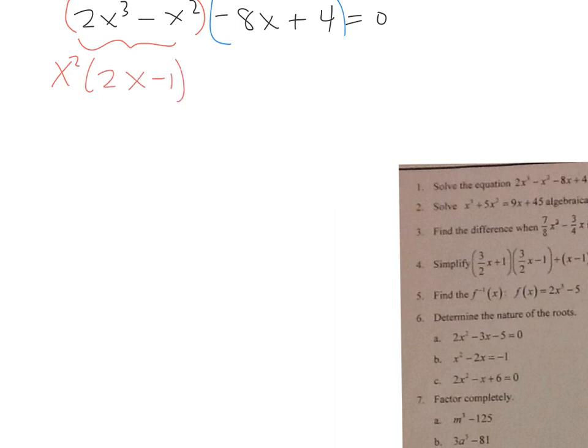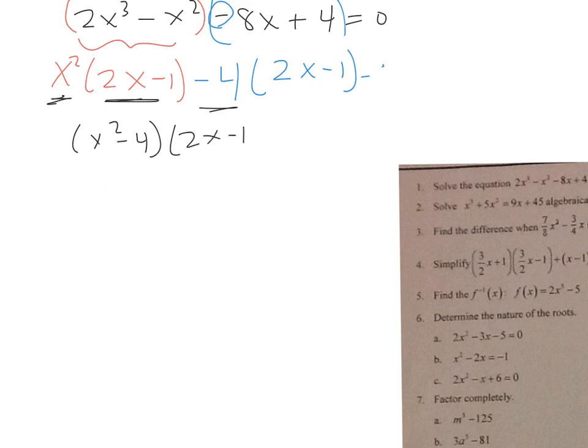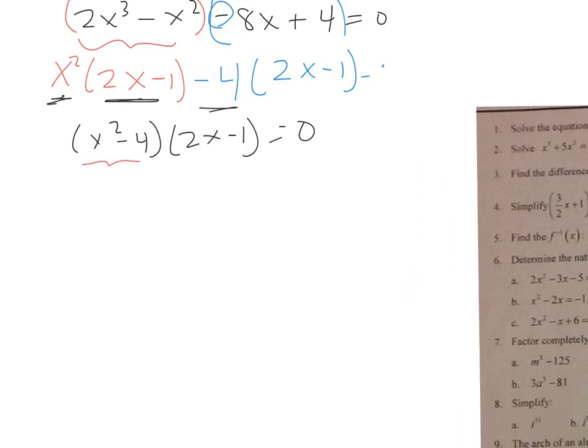I notice that in the second group I have a negative right here, so I'm going to bring that out. My GCF is 4, and then I get 2x minus 1. So my coefficients, the x squared and the negative 4, that is one factor, x squared minus 4. My other factor is 2x minus 1, and that equals 0. Now I notice that inside this parentheses is the difference of 2 perfect squares. So I'm going to factor that, x plus 2, x minus 2, and I still have 2x minus 1 equals 0.